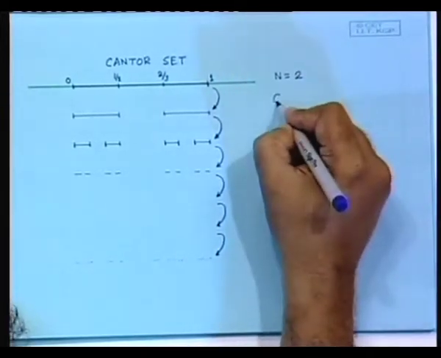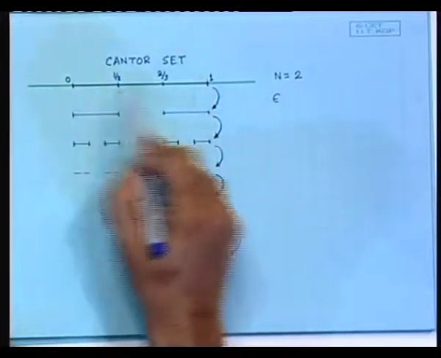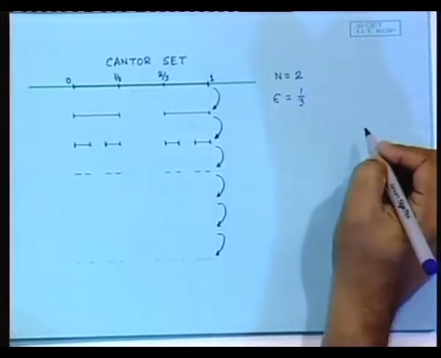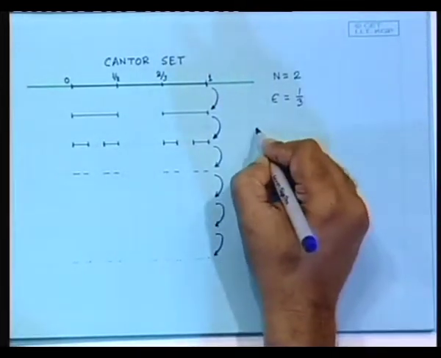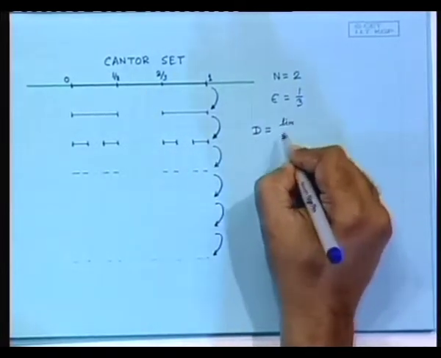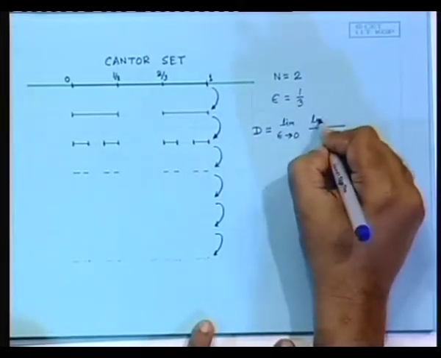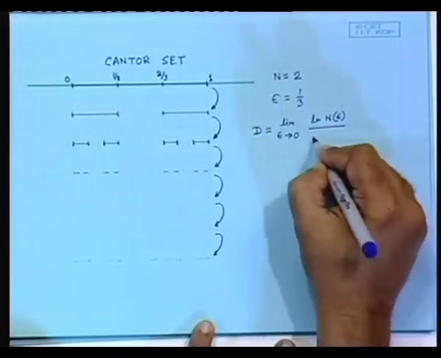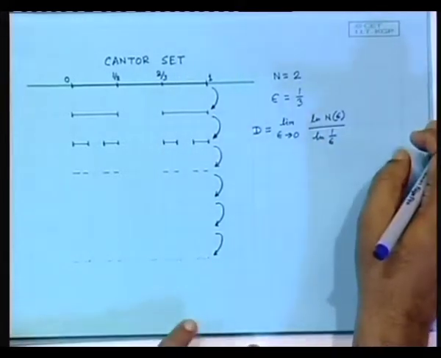And what is our epsilon? Epsilon is 1/3 of the whole range. The range is 1 and therefore 1/3 of that. So, epsilon is 1/3. So, by the definition of dimension that we have already learnt about, dimension is the limit as epsilon tends to 0 of ln n of epsilon, a function of epsilon, divided by ln 1 by epsilon. That is what we have learnt as the definition of dimension.